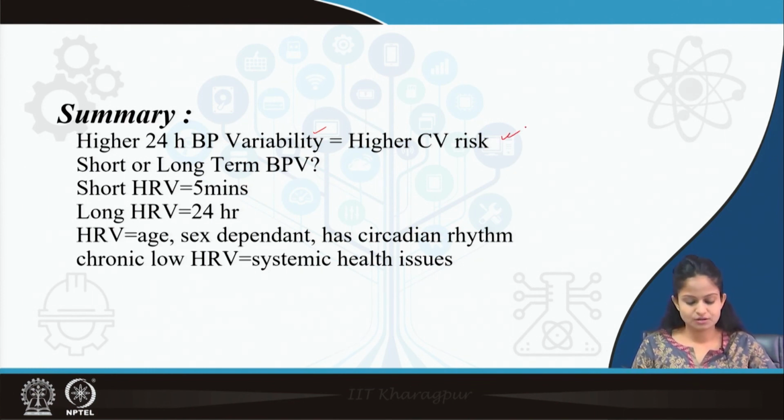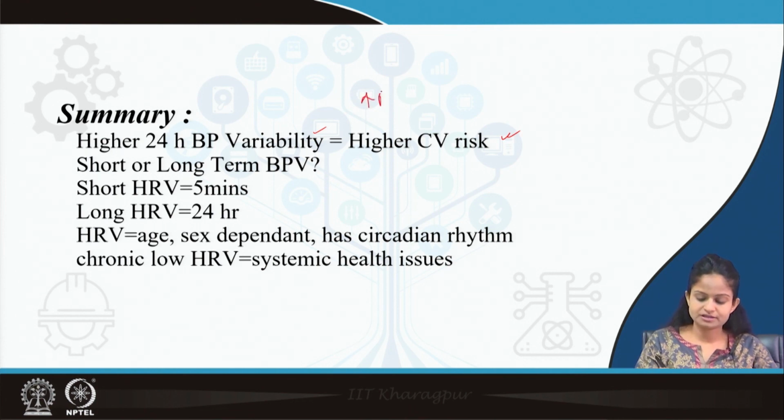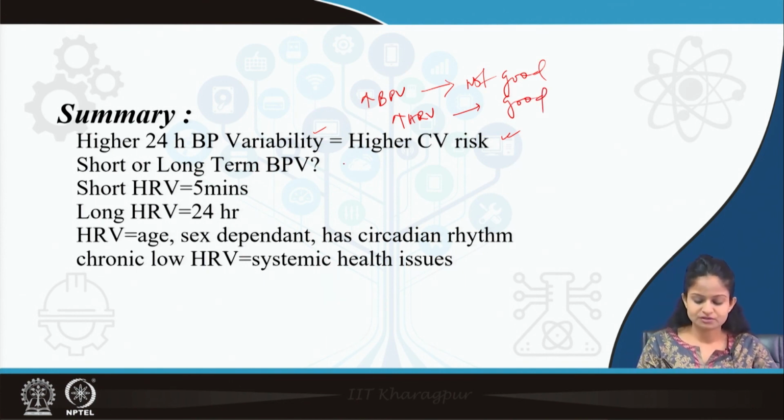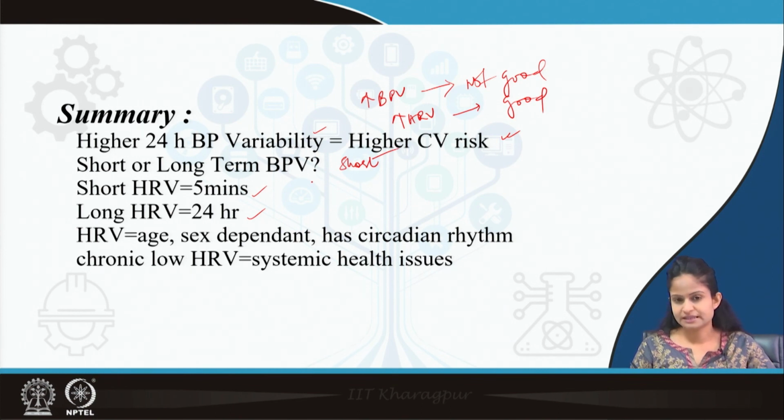So, increased or raised blood pressure variability is not good for health, but increased HRV is definitely good. This is the crux of the story. So, short or long term blood pressure variability, generally we go for short, then short term HRV is 5 minutes, long term HRV is 24-hour. HRV is again age dependent, sex dependent, it has got circadian rhythm, and chronic low HRV means there has to be some systemic health issue which is dysregulating your autonomic nervous system.